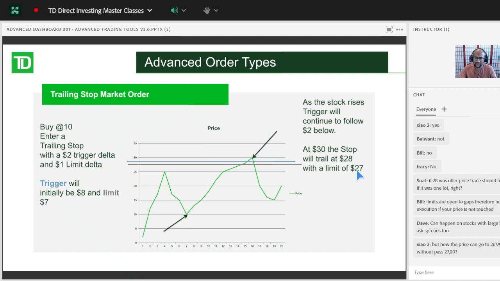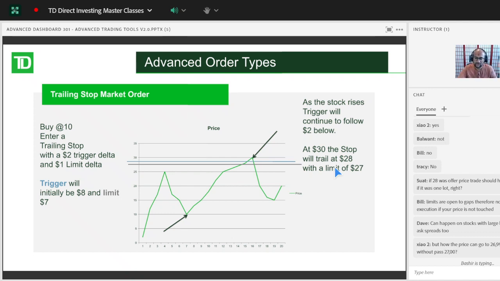All right. Limits are open to gaps, therefore no execution if your price is not touched. Exactly, Bill. You said it right. Dave says it can happen on stocks with large bid-ask spreads too. Exactly. So what we consider to be illiquid stocks, that don't get traded a whole lot, you'll notice there might be a big spread between the bid and ask. You always want to be cautious about those. And if you're still wanting to trade those, just be aware of what that spread is and maybe adjust your limit delta accordingly so that it still stays in line, hopefully.